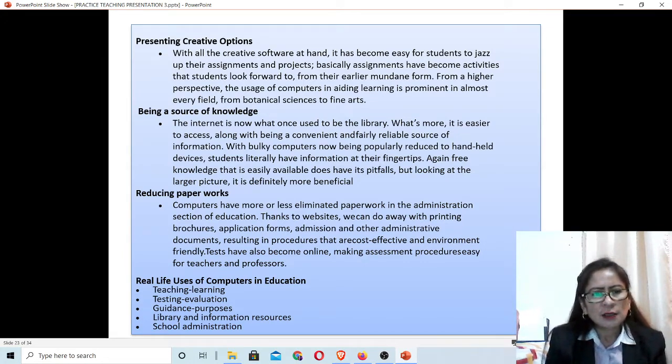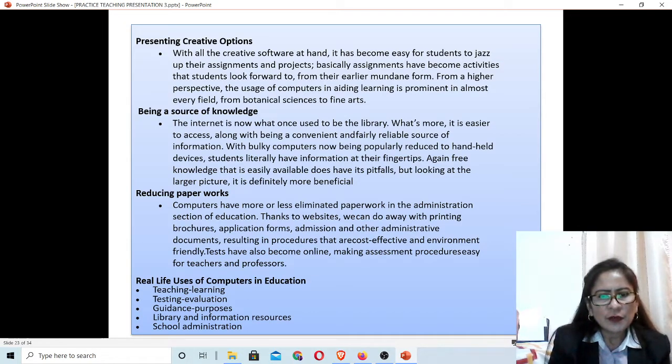Being a source of knowledge, the internet is now what the library once used to be. What's more, it is easier to access, along with being a convenient and fairly reliable source of information. With bulky computers now reduced to handheld devices, students literally have information at their fingertips. Again, free knowledge that is easily available does have its pitfalls, but looking at the larger picture, it is definitely more beneficial.